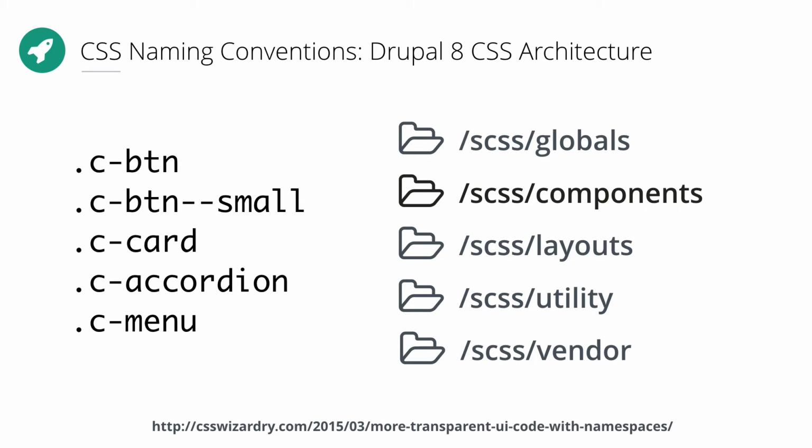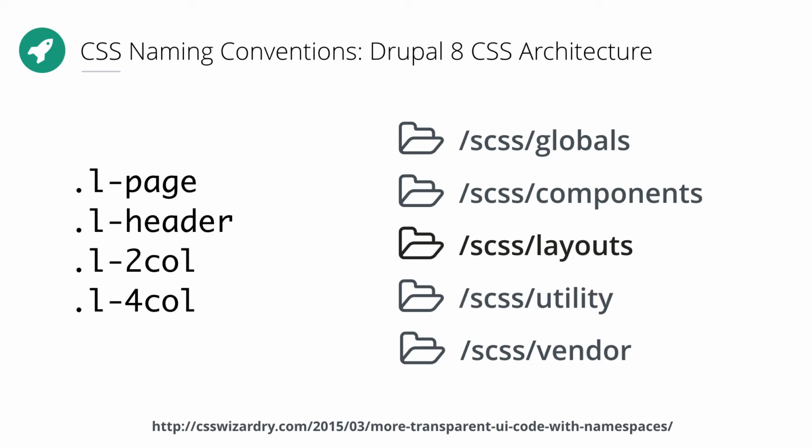Next section is components. So again, this is identical to Drupal 8 coding standards now, except that we prefix all of our components with a C- prefix on there. So you might have buttons. There's a button variation that's small. Cards, the Google idea of using cards as a user interface component. Accordions or menus.